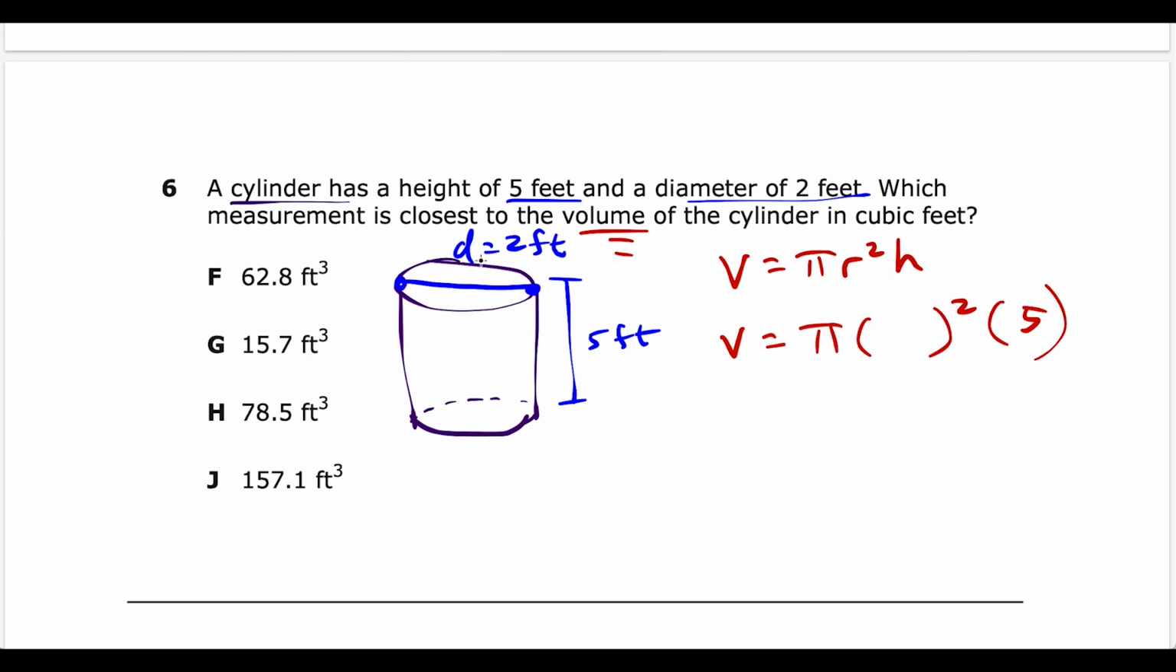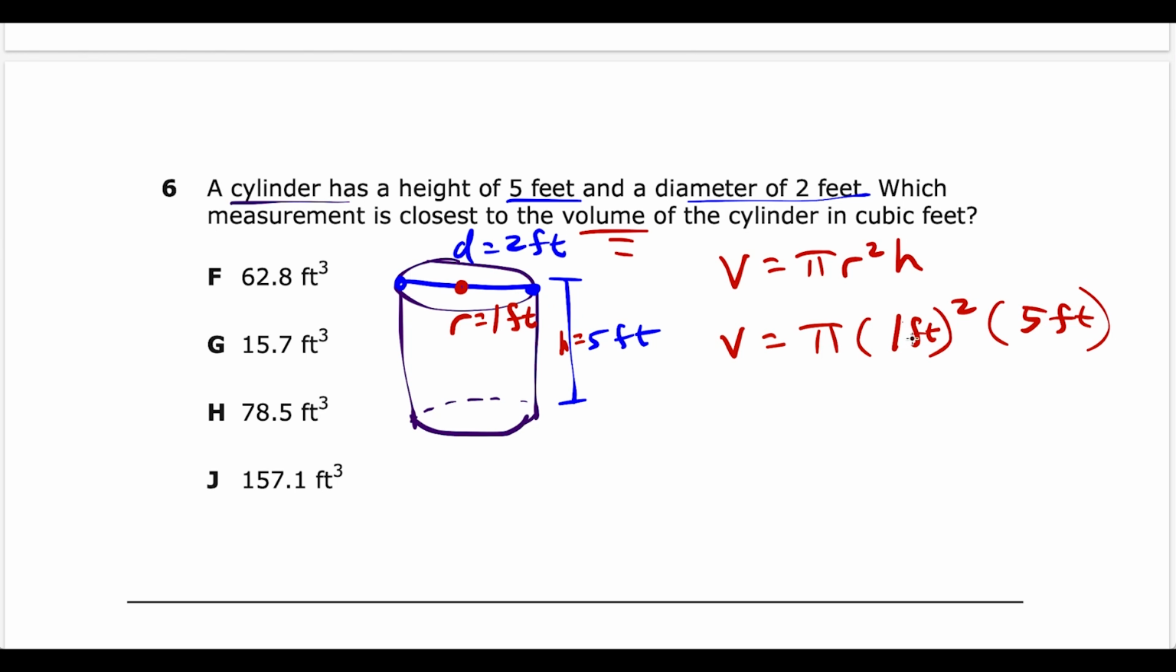You have to make sure that you're plugging in the radius. And if the diameter of the circle across the top is 2 feet, remember the radius is half of the diameter. So the radius is 1 foot. So that's what we're plugging in here. And look, this is multiple choice, so we could get away with this. But if we really wanted to be thorough here, technically r is 1 foot, and the height over here, h, is equal to 5 feet.